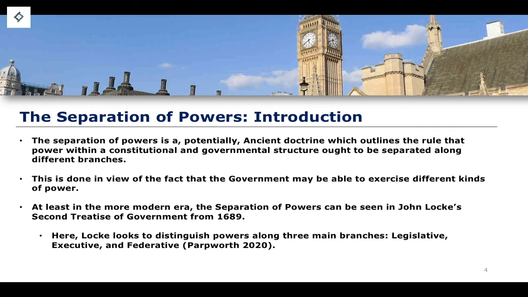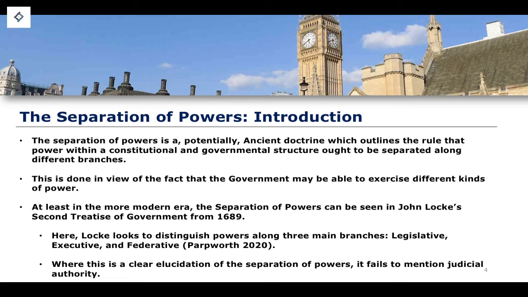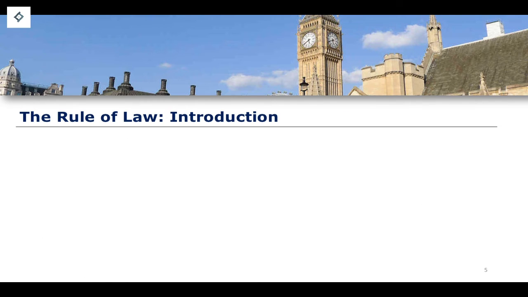So Locke looks to distinguish along three main branches when it comes to the separation of powers in his conception. He looks to make a delineation between the legislative branch of government, the executive branch of government, and what he describes as a federative branch. Now, where this is a clear elucidation of the separation of powers, it does fail to mention the concept of judicial authority. So, in today's modern conceptions of the separation of powers, we have replaced the idea of federative branches of government with this idea of the judicial, the idea of having a legislative, an executive, and a judicial branch of government authority.